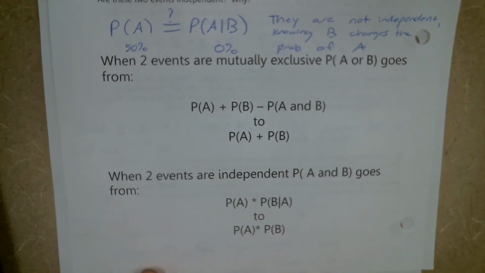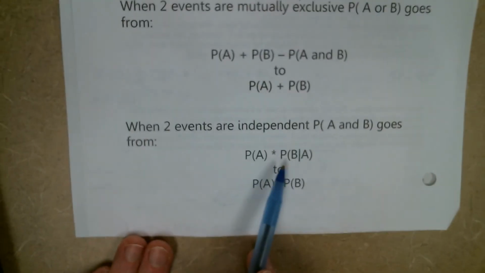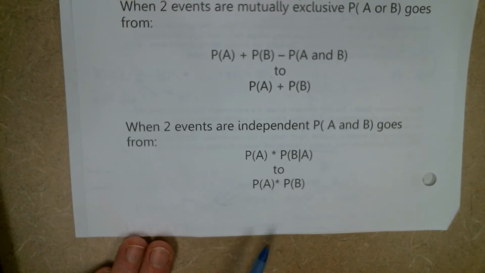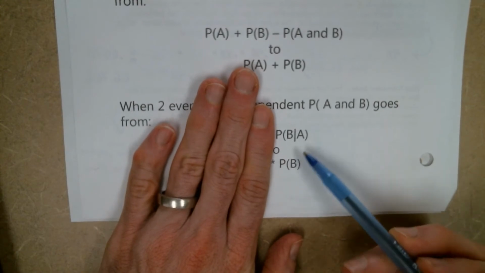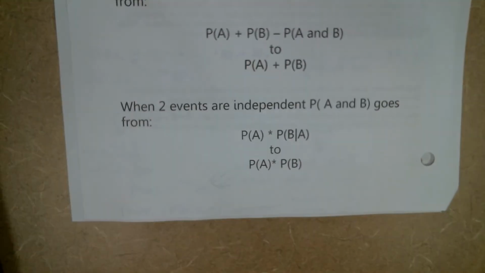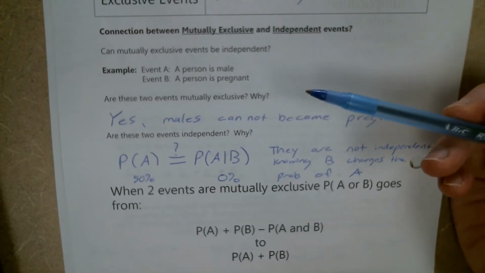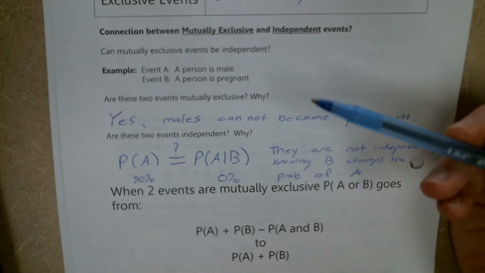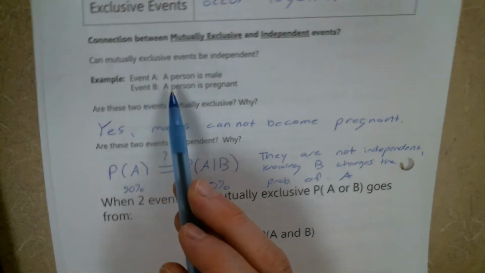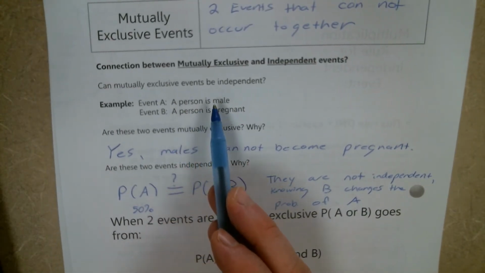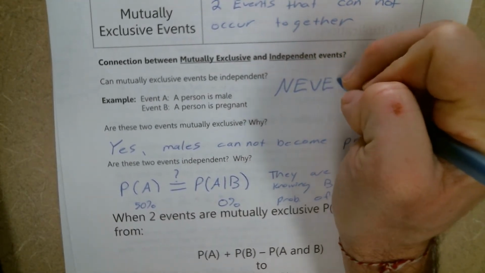When two events are independent, that's what lets us simplify our multiplication formula. Probability of A times probability of B given A drops to just probability of A times probability of B, because when two events are independent, these are equivalent, so there's no need to worry about the given A part. Again, these are two terms that kids get mixed up, but they have radically different implications and radically different meanings. So going back to our original question, can mutually exclusive events be independent? Never.